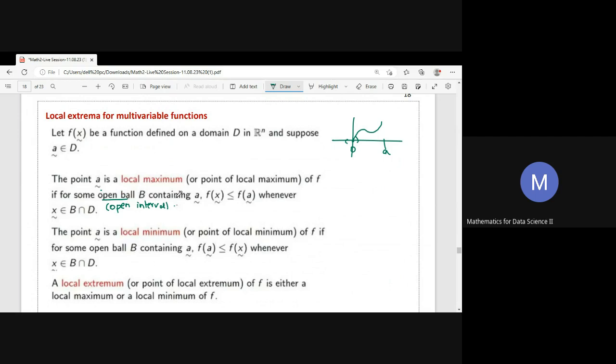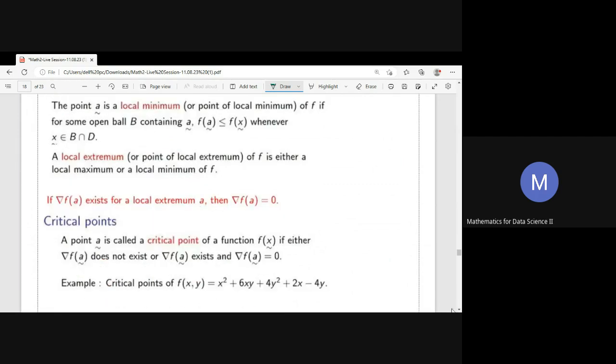Exactly the opposite of maximum is the minimum. F of A is the smallest of all the f of x values inside the set B intersection D. So a local extremum is a local maximum or a local minimum. How do we find this? If del f of A exists for a local extremum A, then del f of A is equal to 0. So if you know that a point A is a local extremum, then the gradient at that point is 0.